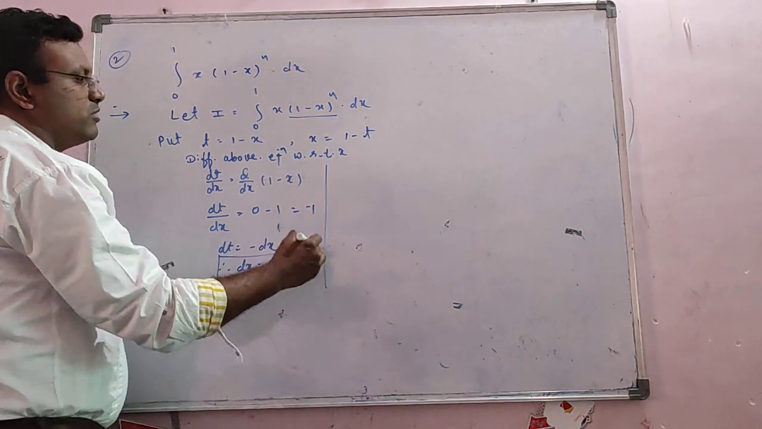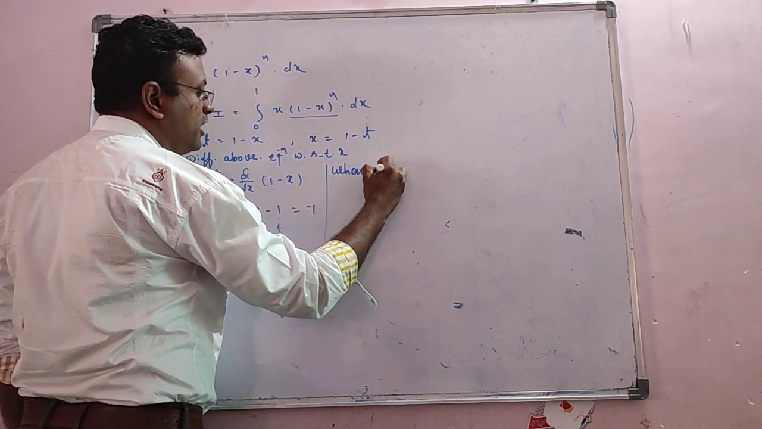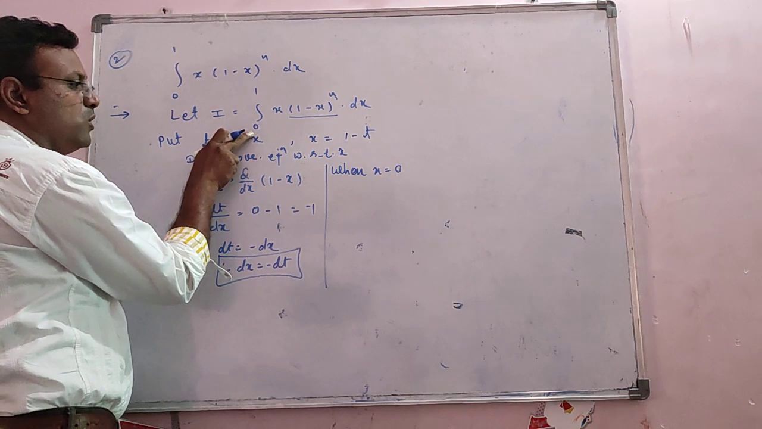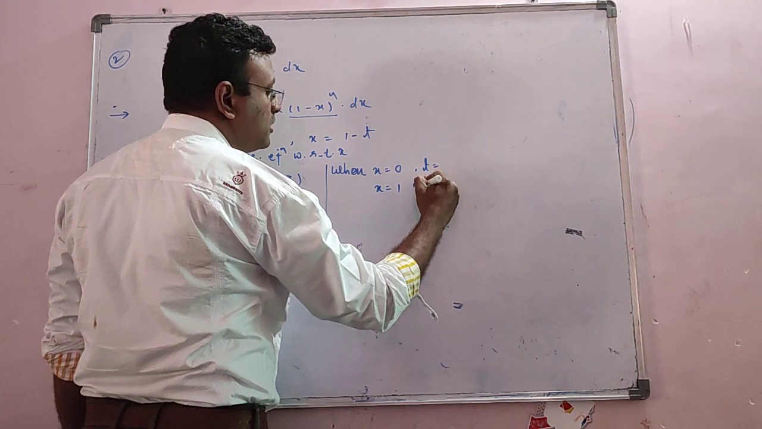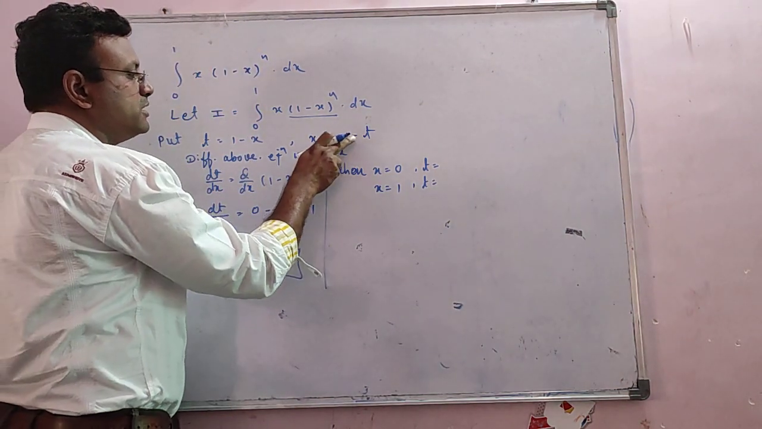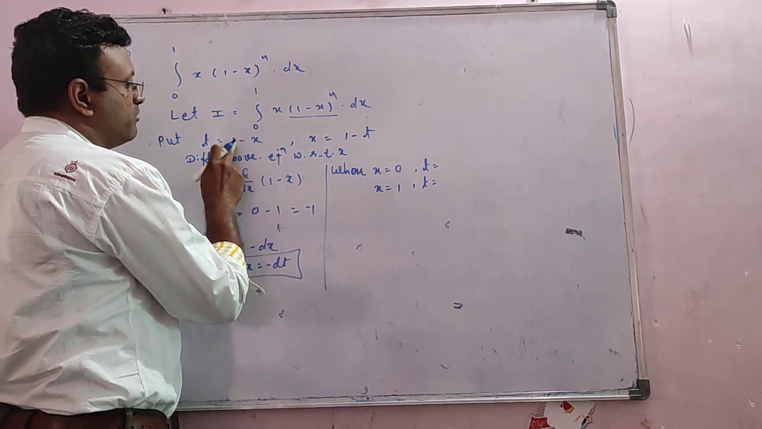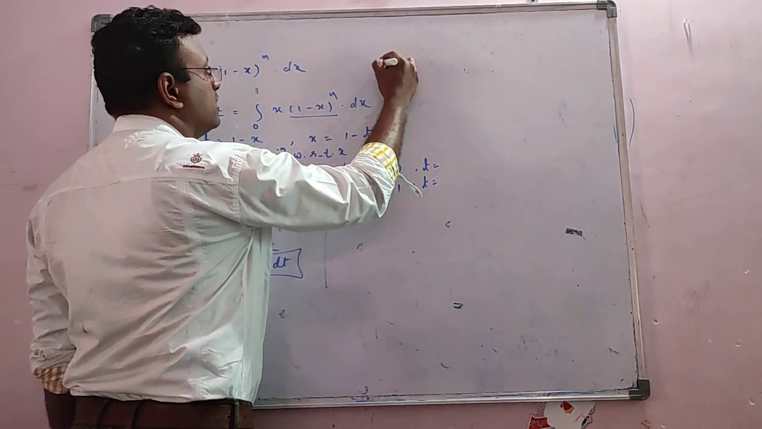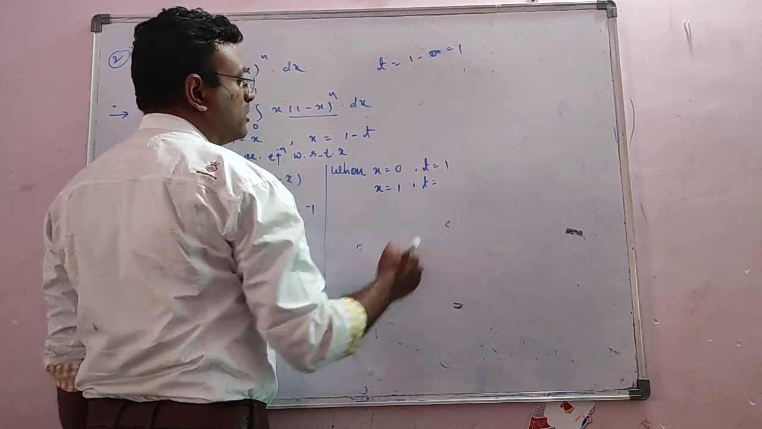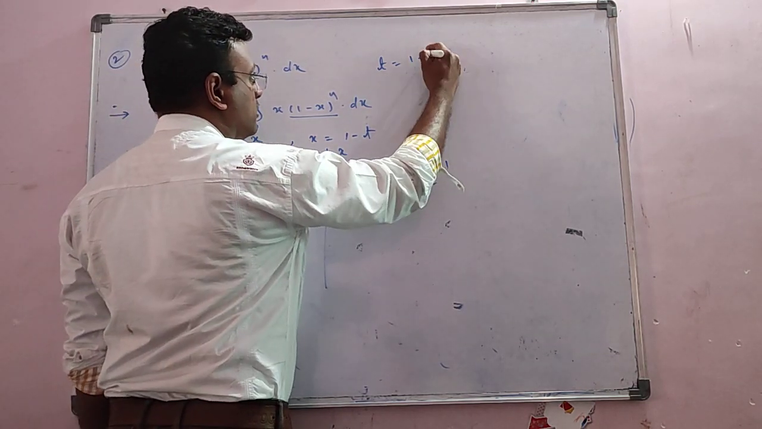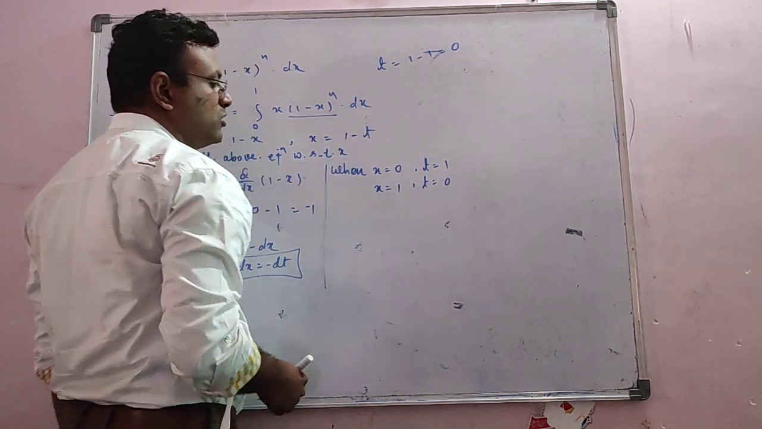Now what will happen to the limits? See, when x is equal to 0, the lower limit, and when x is equal to 1, the upper limit, what will be the value of t? What is t? t is 1 minus x. What is x? x is 0. 1 minus 0 is 1. So t is 1. When x is 1, what is the value of t? 0.